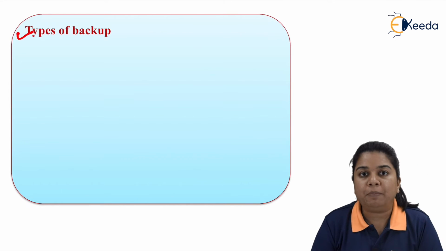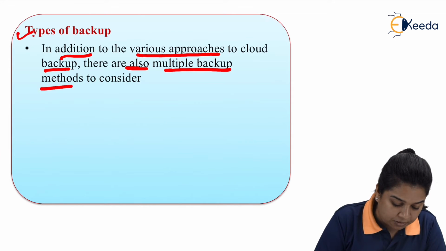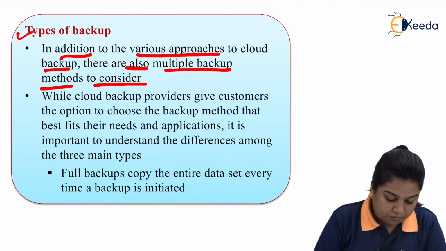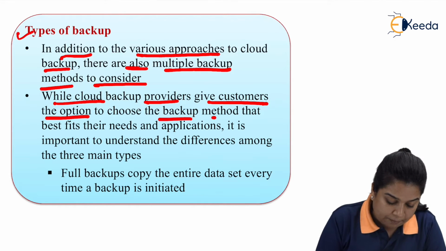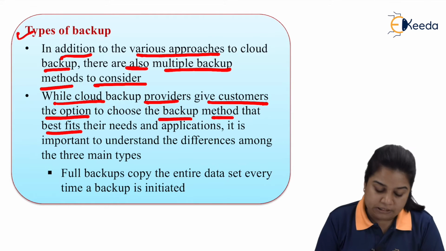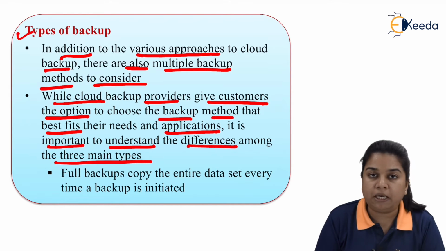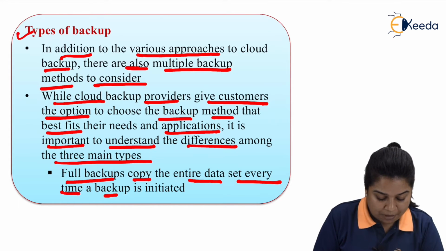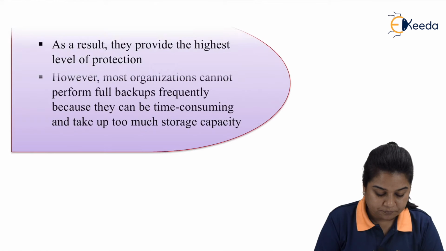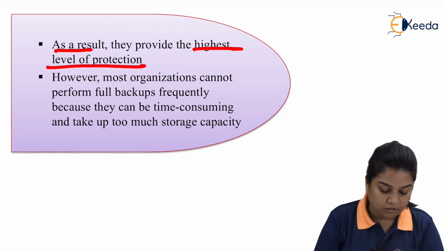Now, types of backup, or types of cloud backup. In addition to the various approaches to cloud backup, there are also multiple backup methods to consider. While cloud backup providers give customers the options to choose the backup method that best fits their needs and applications, it is important to understand the difference among the three main types. Full backups copy the entire data set every time a backup is initiated. As a result, they provide the highest level of protection.